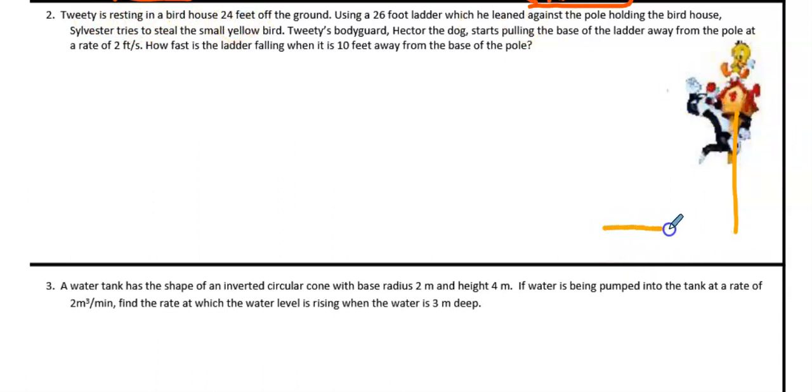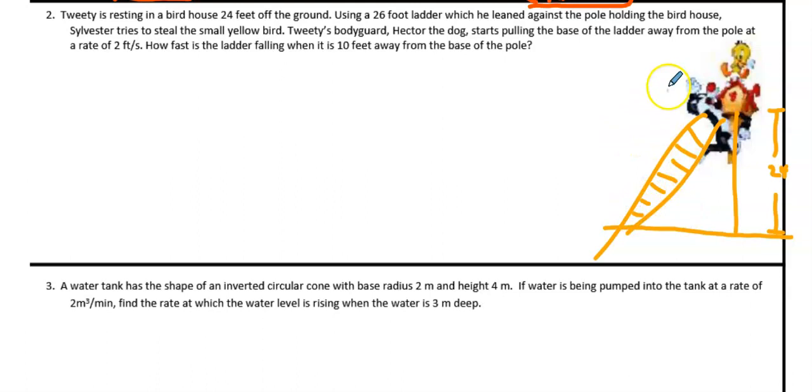So you always want to assume in related rates that everything is perpendicular to the ground, and that is always true, unless otherwise stated. All right, so we have our pole that's 24 feet above the ground, and then we're going to use a ladder, I apologize for my horrible drawing. That's 26 feet, and it's leaning against the pole, holding the birdhouse.